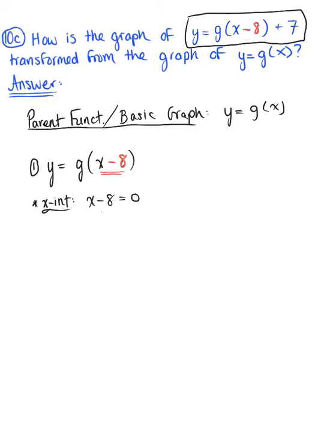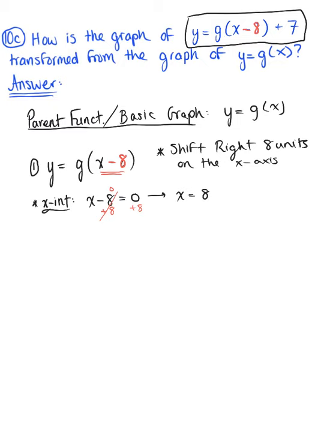And if we solve for x here, we add 8 to both sides of the equation. So minus 8 plus 8 goes to 0, and we're left with x is equal to positive 8. So this is letting us know that we're going to need to shift right 8 units on the x-axis. So that is our horizontal shift. We're going to shift right 8 units on the x-axis.